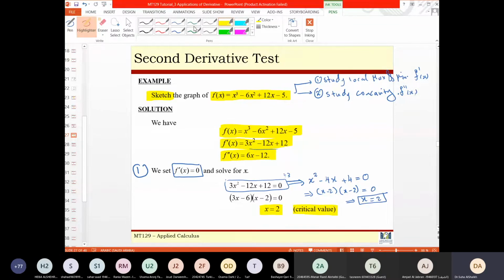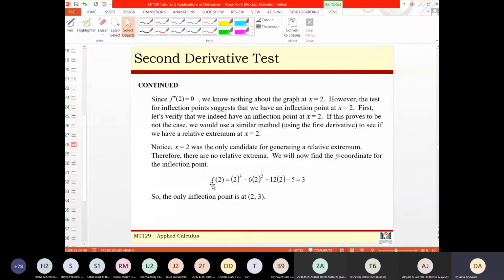Whenever I have a point, we always think about the point x and the y that follows. Now the x is 2. What will be the y? It's f of 2, right? I need the f of 2, this f, to find the y of the point. You will get that f of 2 is equal to 3. So the point where I suspect a maximum or minimum is the point 2 and 3. 2 is the x and the y is 3 by substituting in the function f of 2.